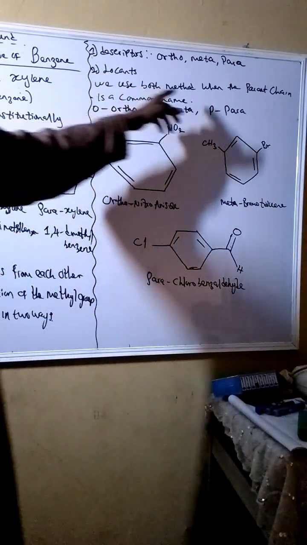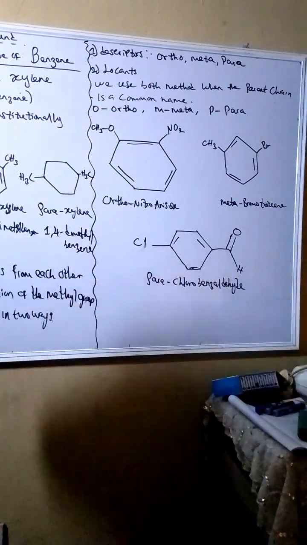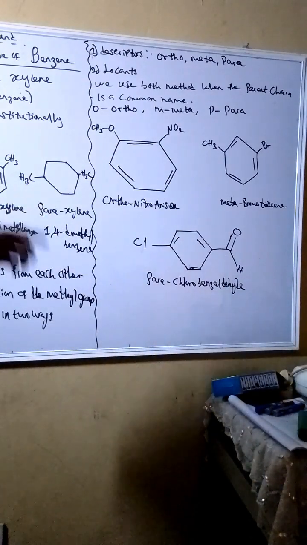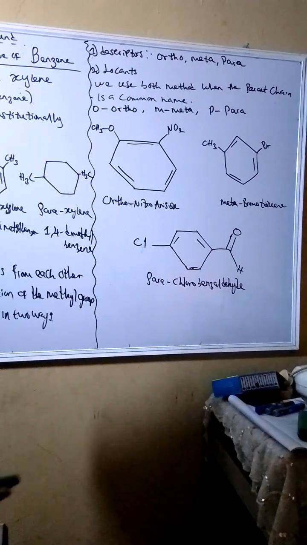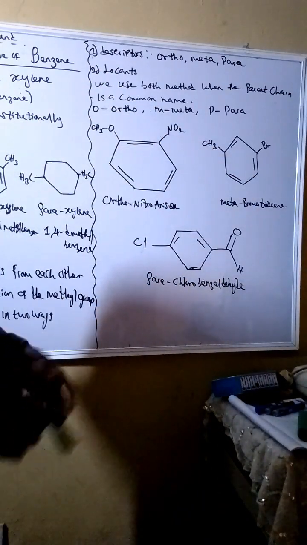Now we use both methods when that parent chain has a common name. Now if you look at it, we talked about dimethyl. We said dimethyl could possess a name called xylene. Now if you look at xylene and benzene, the bases are both different. But this one now, they are having the same base. Let me just put that with the same parent chain.